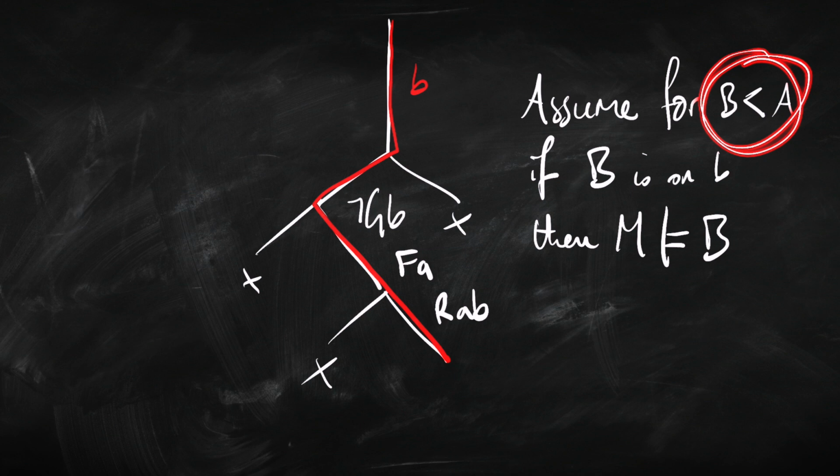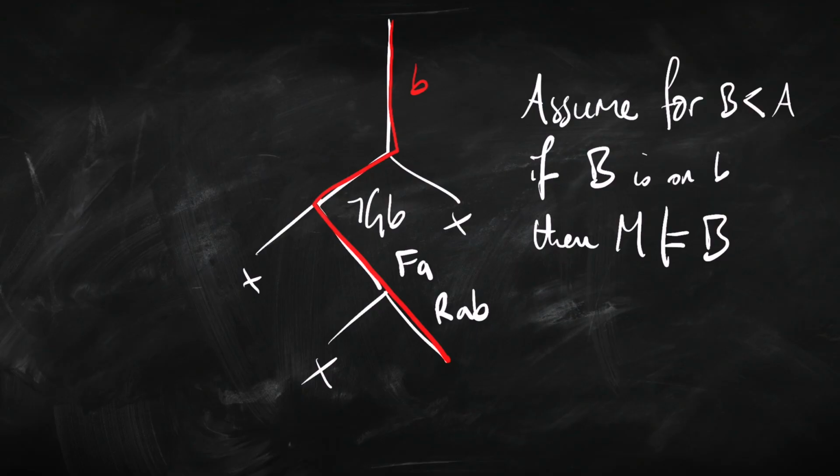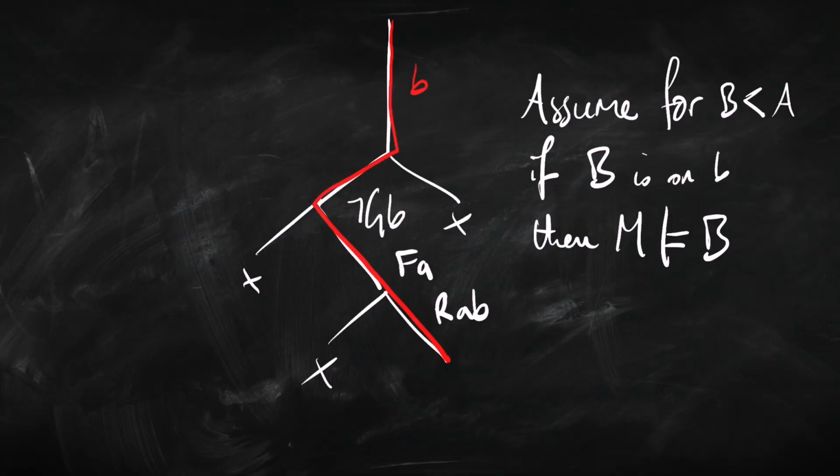So for any sentence that's less complex than A, if B is on the branch, then our model makes it true. We haven't proved that, we are assuming that. We can assume what we want, and that's what we're going to assume. We're assuming something about less complex sentences. We're going to try and show that this holds for the more complex sentence, A, okay? A can be any sentence here. So we're going to assume this and use it to show that if A, the more complex sentence, is on the branch, then it's going to be made true by that model.